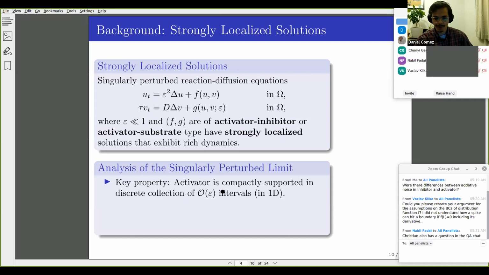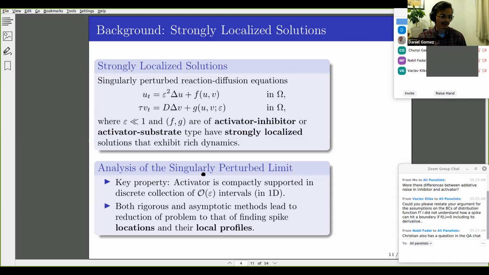In the case of a one-dimensional problem, the activator concentrates in a discrete collection of intervals, each of which is going to be of order epsilon in length. The benefit of looking at such a problem is that if you want to talk about equilibrium solutions, you no longer have to deal with the equation itself, but since the activator is concentrating at discrete locations, you can start to talk about where it concentrates and then what its profile looks like locally.